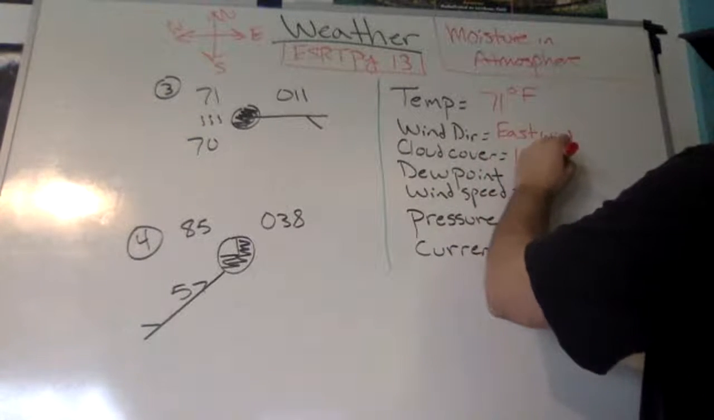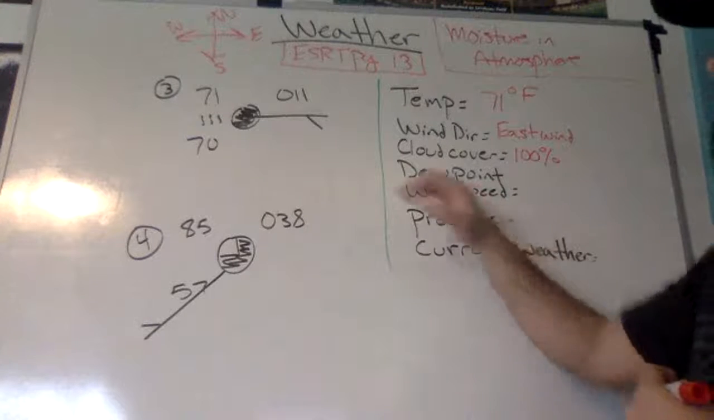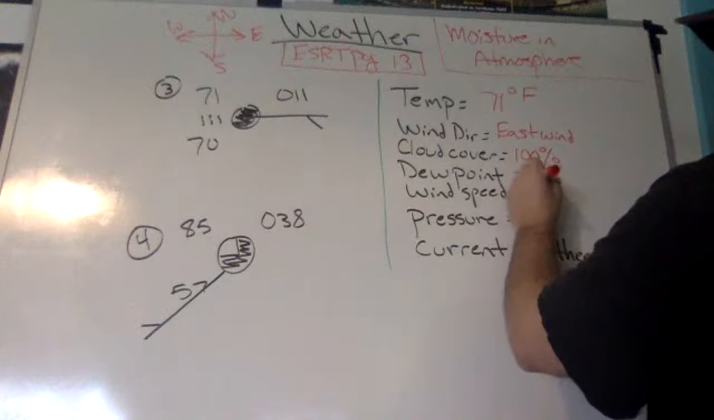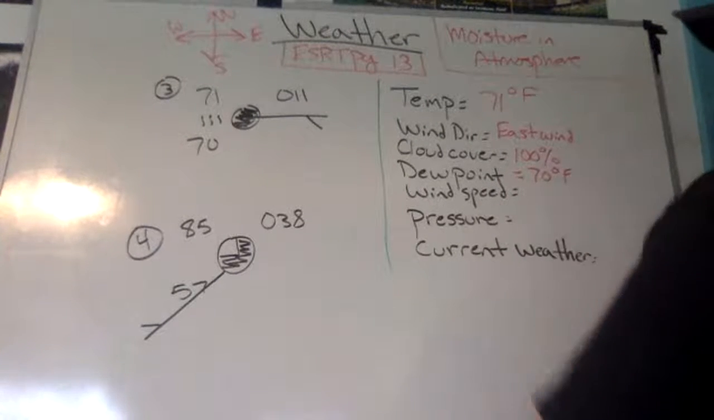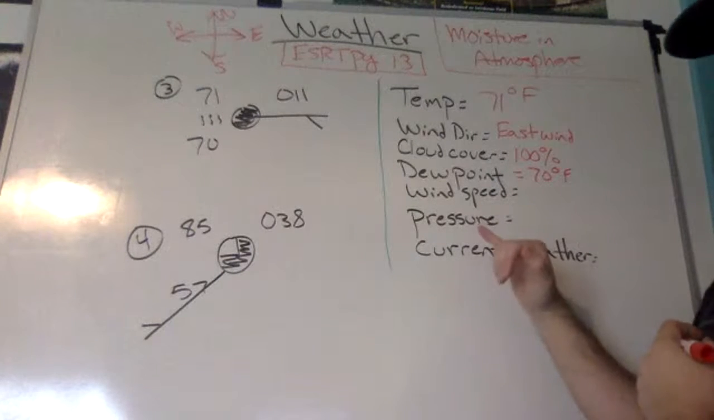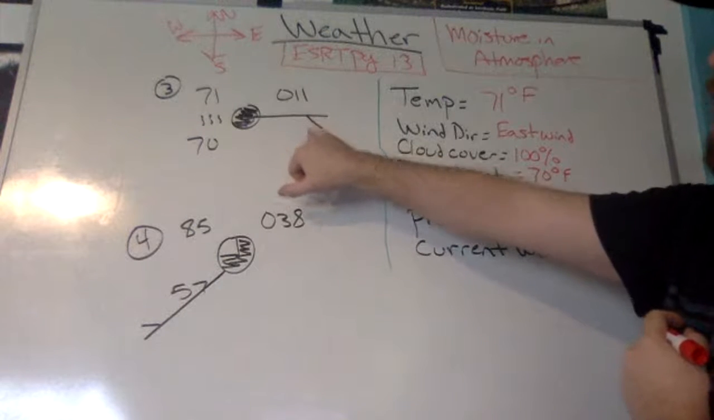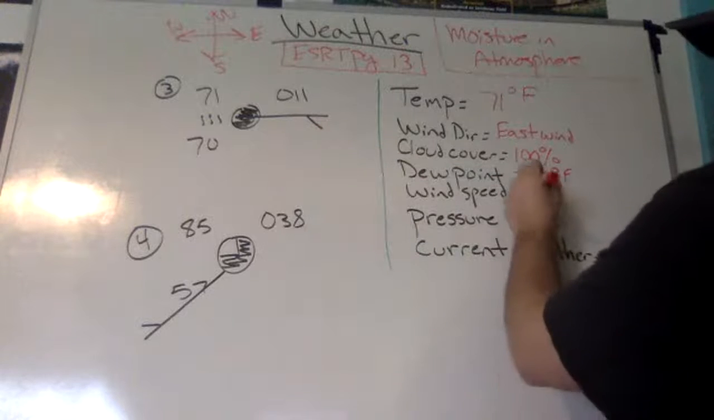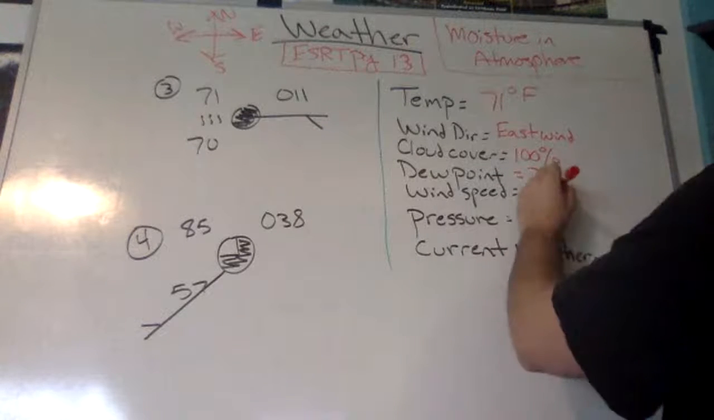Cloud coverage, it's shaded in again. So we got 100%. The dew point, that's always the bottom left number. So we have 70 degrees Fahrenheit. Wind speed now. We only have one barb coming out, okay? So that's the small one. That's going to be 5, and it's always going to be knots.